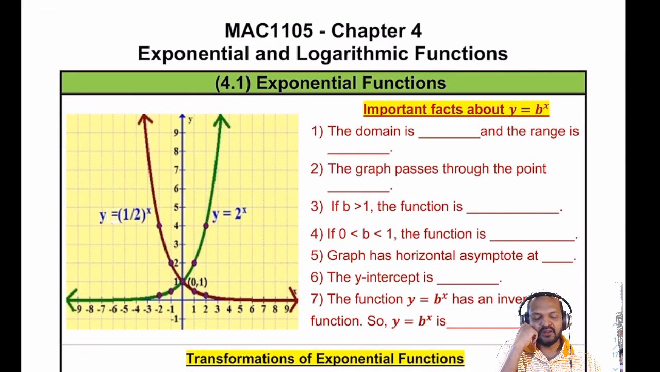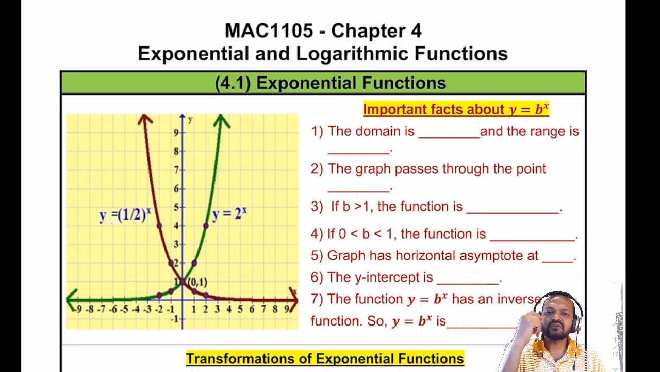Hello, college algebra students. Today we are going to start Chapter 4, and especially today we are going to talk about Section 4.1, which deals with exponential functions. This chapter is about exponential and logarithmic functions. We have seen how to work with linear functions, polynomials, and rational functions. Today we're going to extend ourselves.